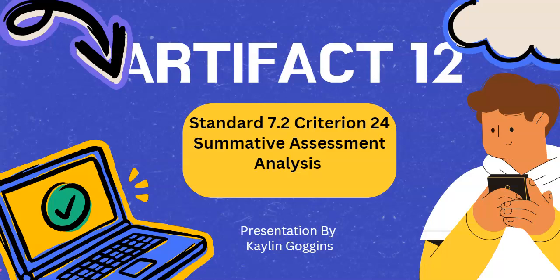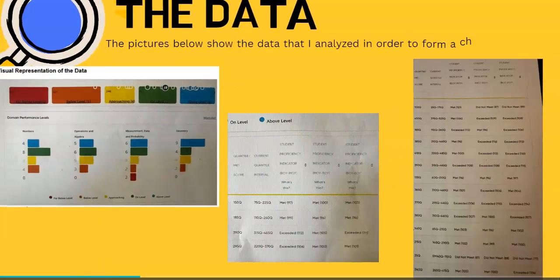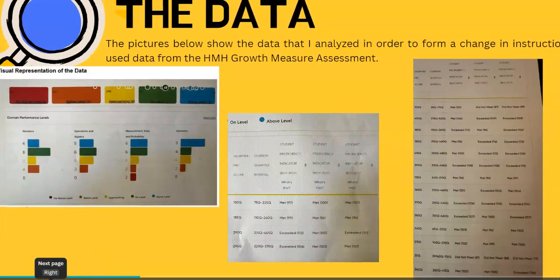This is Artifact 12, Standard 7.2, Criterion 24, the Summative Assessment Analysis. The data. These pictures below show the data that I analyzed in order to form a change in instruction, and I used the data from the HMH Growth Measure Assessment.